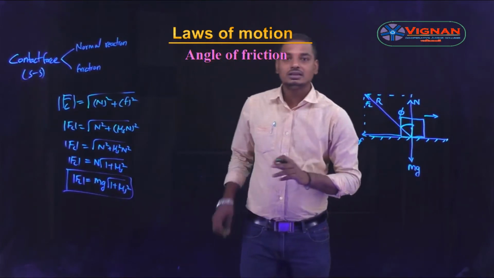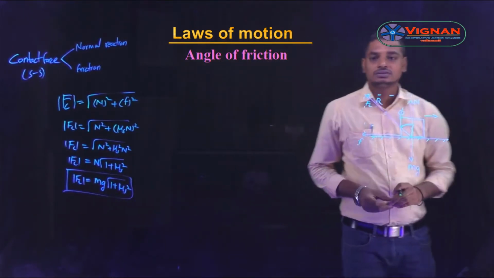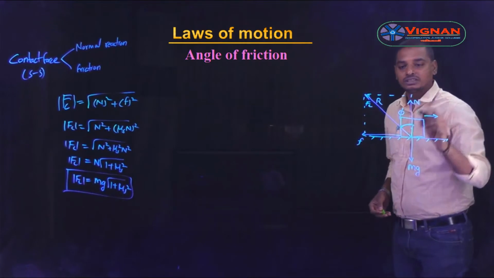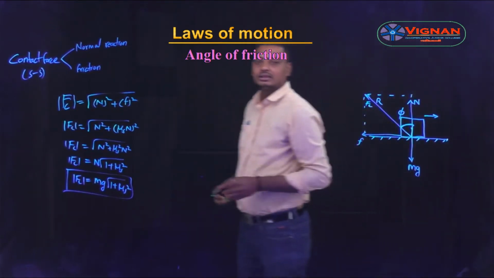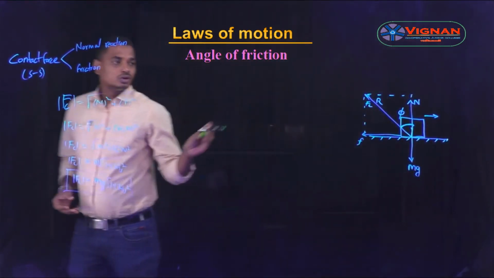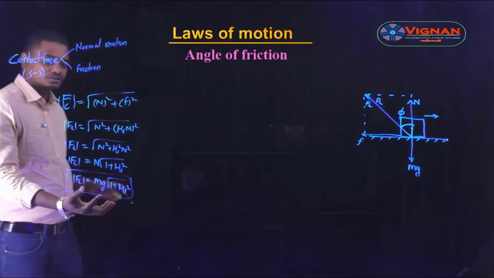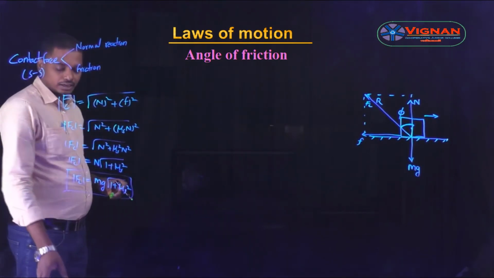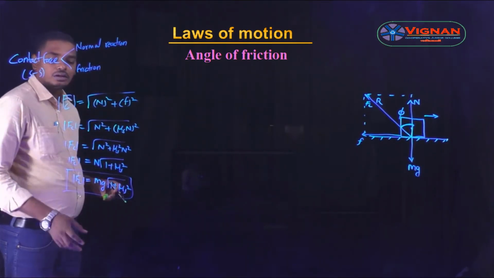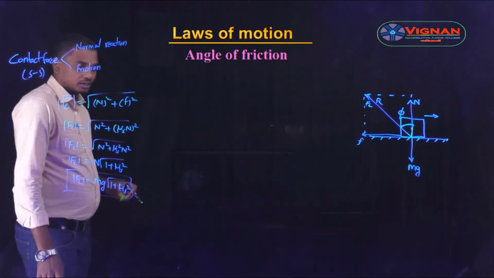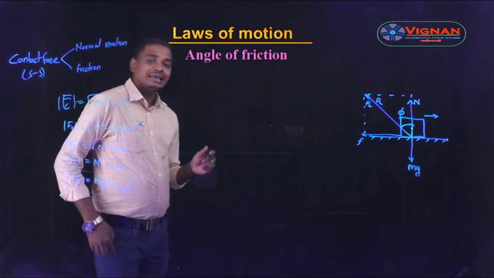Okay, this is the net resultant contact force. There are two types of contact forces, one is normal reaction and another one is friction. From these two, the net resultant contact force is mg into root over 1 plus mu s square. Okay, so now angle of friction.